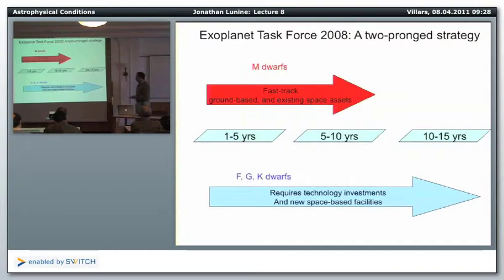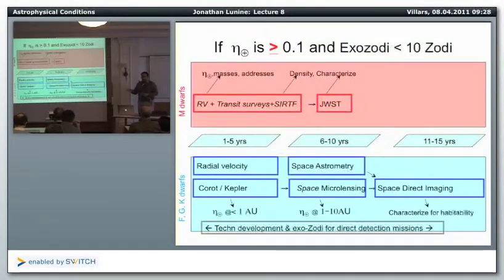At the bottom, the FG and K dwarfs are objects for which, if you want to be able to detect an Earth-sized planet around one of these, you really need new technologies. You need new systems in space. But you've got to do a number of things between the present day and when those assets will be ready to even fly something like that, or decide whether you want to fly something like that. So we came up with a number of different scenarios, and I'm just going to show you one.